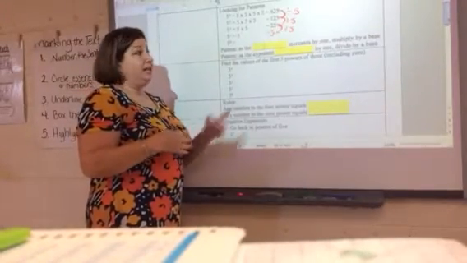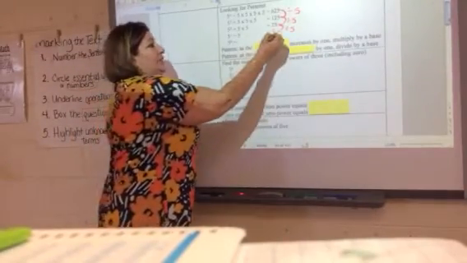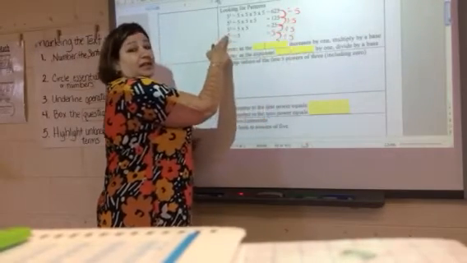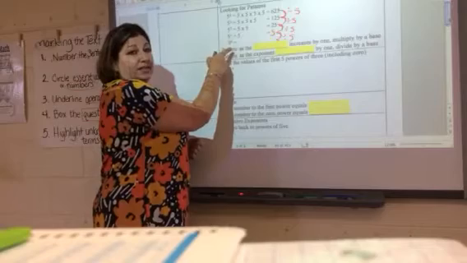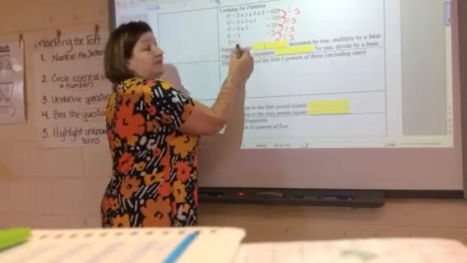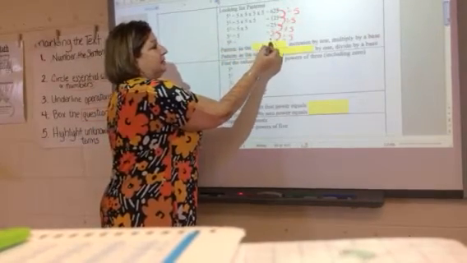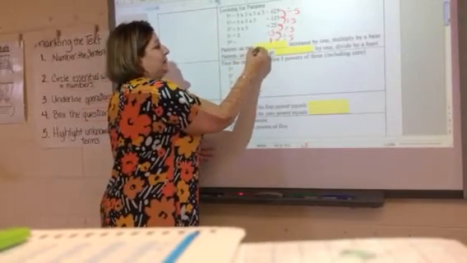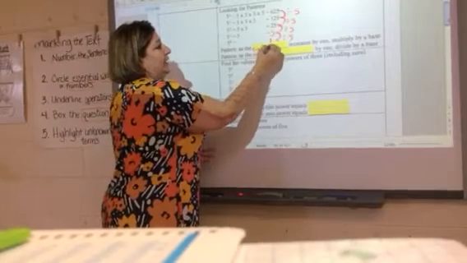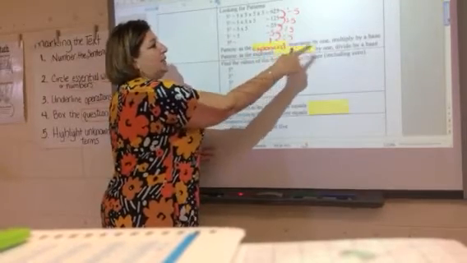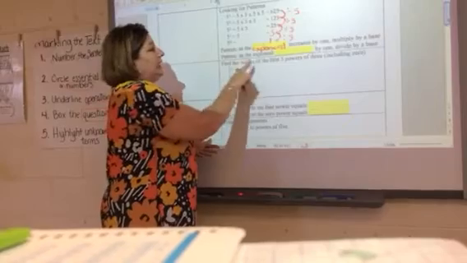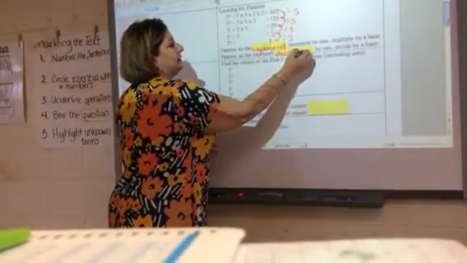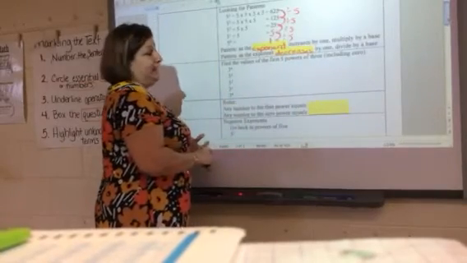When I divide 5 by another 5, that's going from 5 to the first power to 5 to the 0 power, and 5 divided by 5 is 1. So as the exponent increases by 1, we multiply by a base. And as the exponent decreases by 1, we divide by a base.